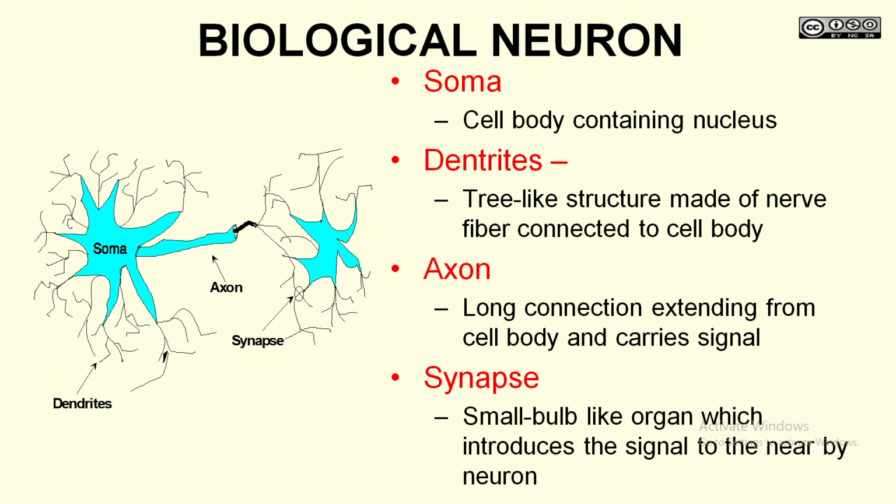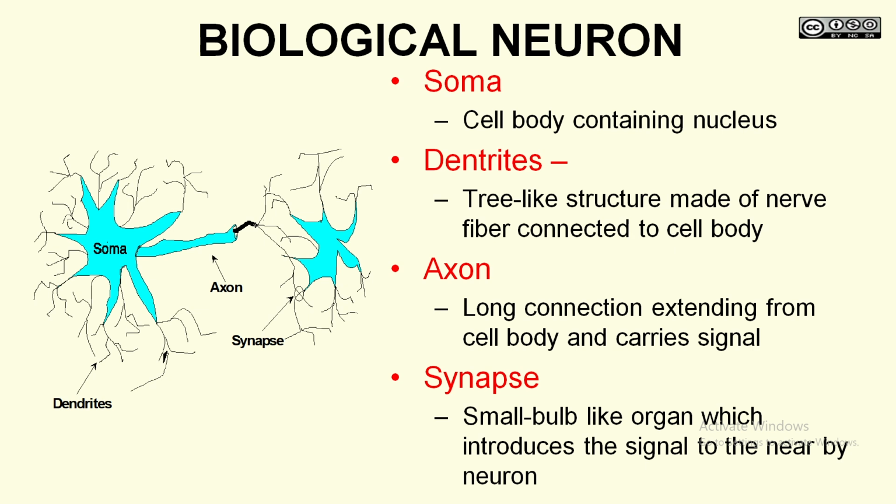So here it is very essential for us to understand the operation of a biological neuron. Before understanding the operation of a biological neuron, you should know about the various parts of the biological neuron. If you look at the neuron in a microscopic view, you may find that there are four major parts available. One is soma, second is dendrites, third is axon, and the fourth is synapse.